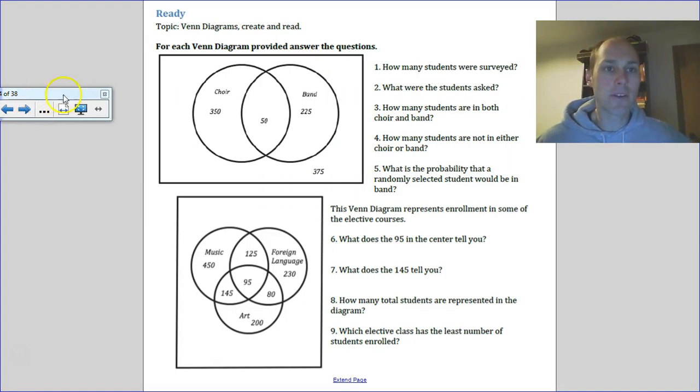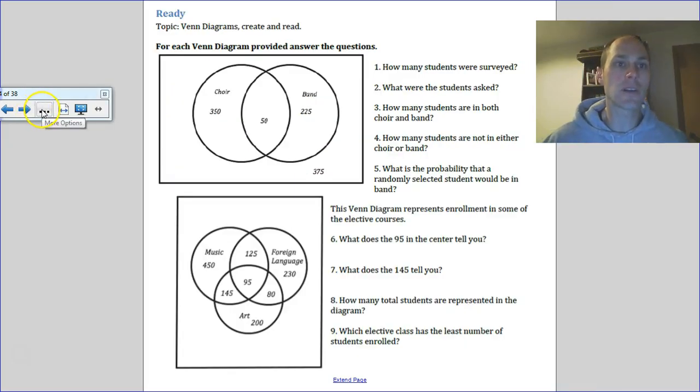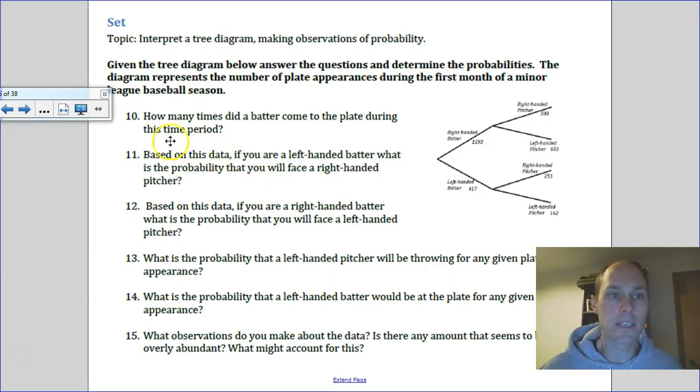So that's all the time we have in our lesson. When you get to class, I can help answer any more questions you have on these 2 previous pages. But what you're going to do is start working on reading Venn diagrams and creating them. So you'll work through reading and answering the questions associated with the Venn diagrams. And then you're going to interpret a tree diagram like we did in the example in the lesson, and make observations of probability based off of those. So you'll have time in class to work on that, and I can help you with that if you have any questions.